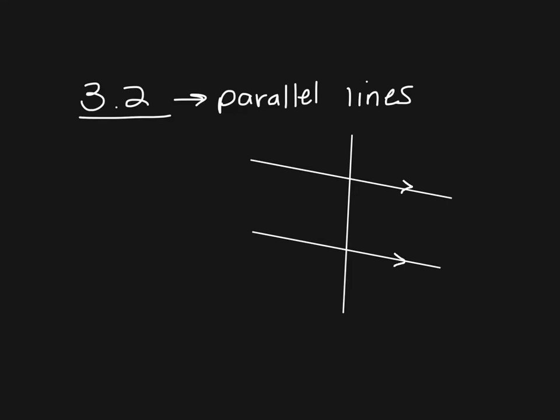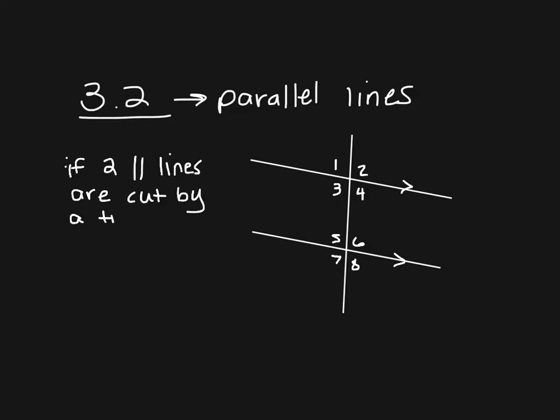So something like that would show that they're parallel. And the relationships we identified, they were all theorems and they all started the same way. If 2 parallel lines are cut by a transversal, then we learned a bunch of stuff about the angle relationships. So the first one was that corresponding angles are congruent.